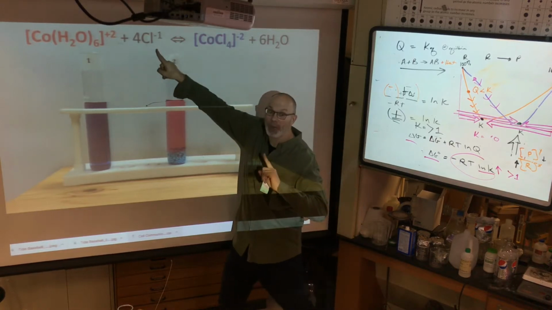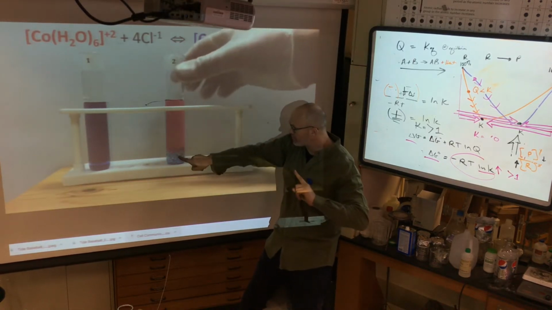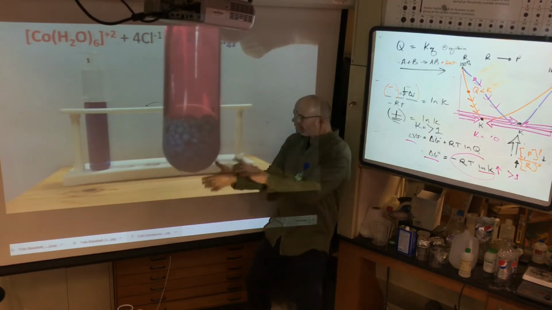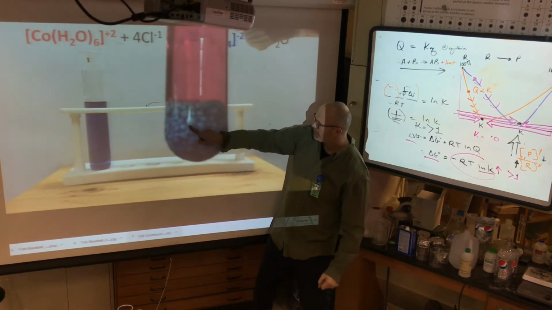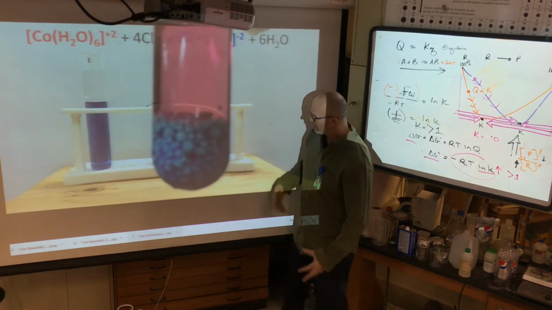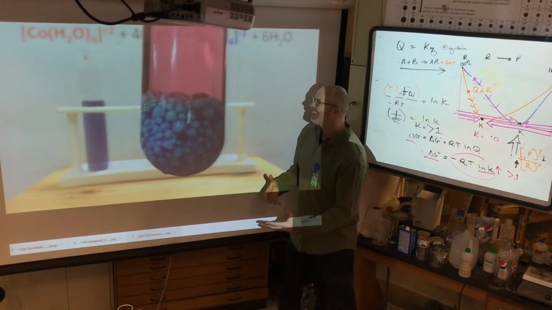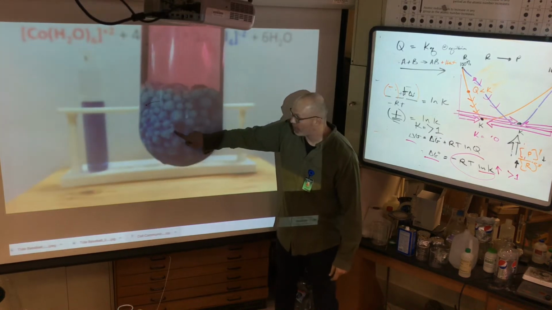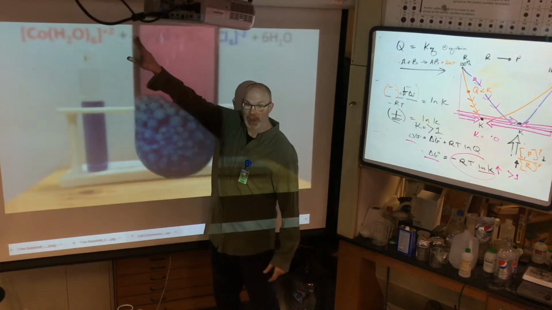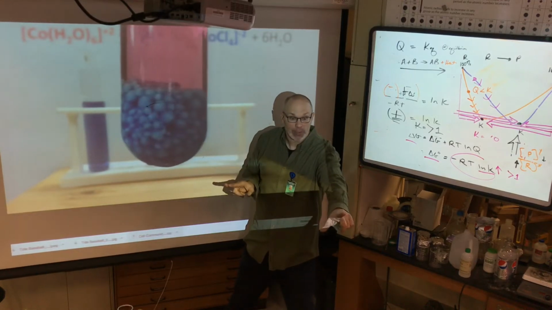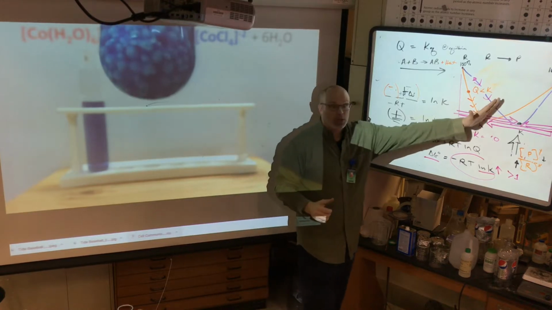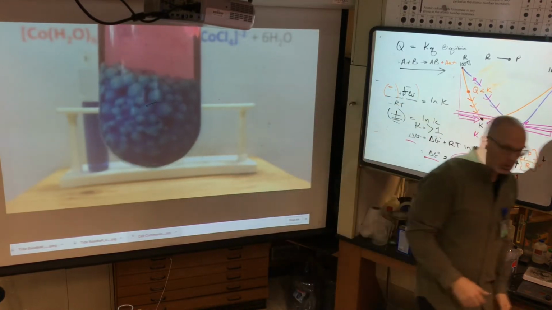But the chloride ion it's delivering, look closely. Look closely by the beads. So by the beads, what color is it? Blue. Why? By adding more chlorides, whether it's HCl delivering the chlorides or the calcium chloride, I'm making the what? Q smaller, correct? Good job.